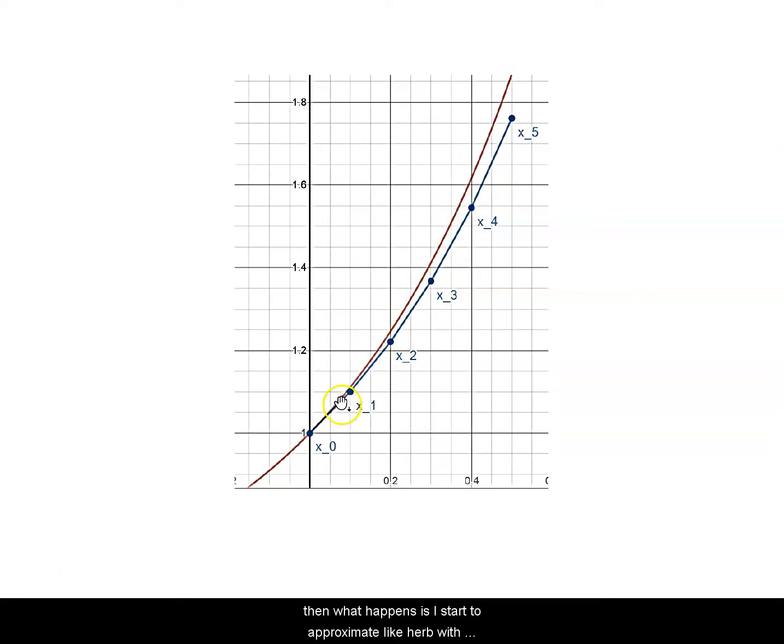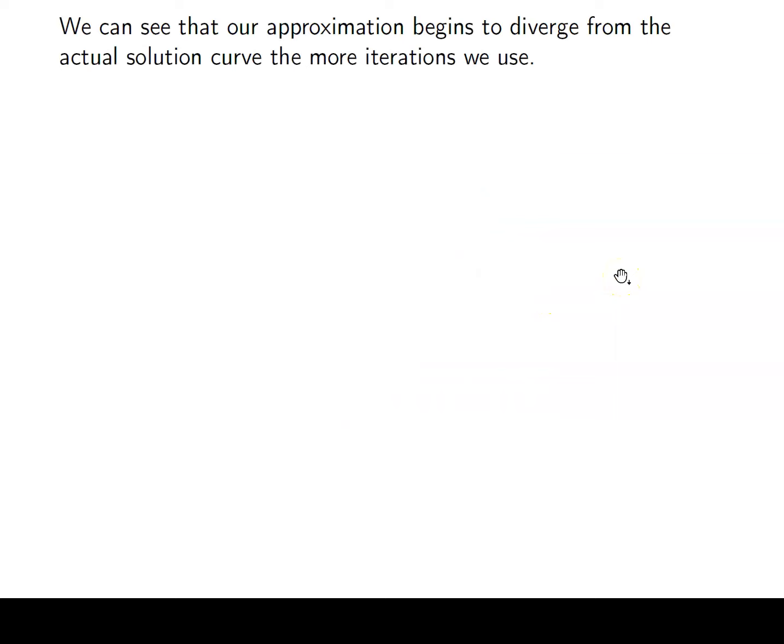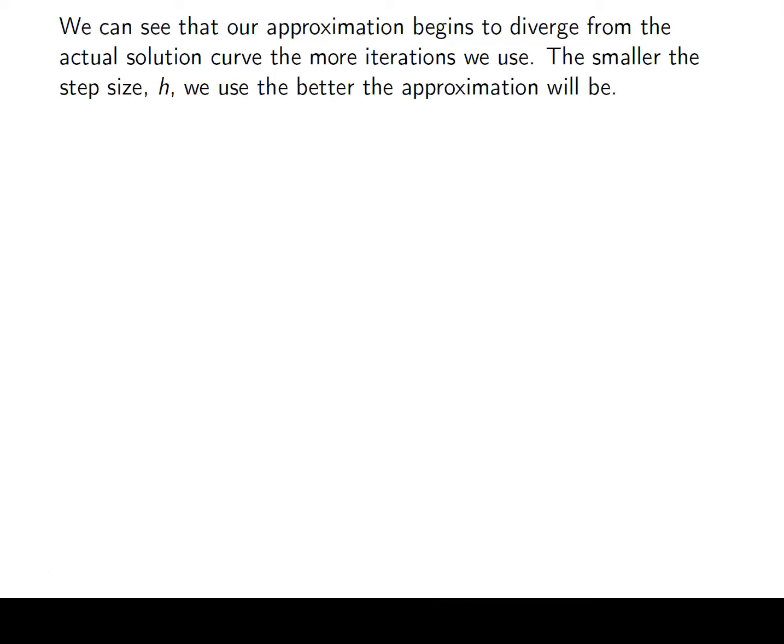And then what happens is I start to approximate my curve with several linear approximations. Okay. And again, there's obviously error that grows as we move further down the line. Okay. So we can see that our approximation begins to diverge from the actual solution curve the more iterations that we have. The smaller the step size we have, the more accurate we're going to be to our actual solution curve, right?